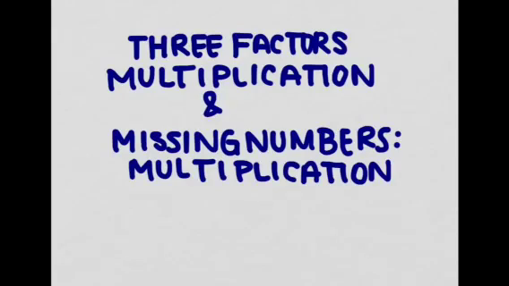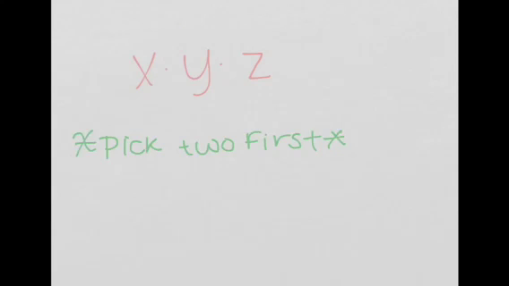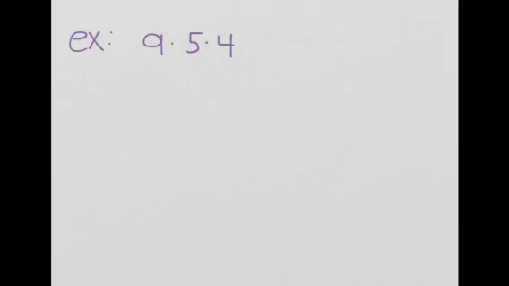Hi, today we'll be talking about three factors multiplication and missing numbers in multiplication. Let's get started. So let's say you want to do x times y times z. Well, how do you tackle three numbers or three factors multiplication? Well, the key is to pick two of them first. So let's do an example.